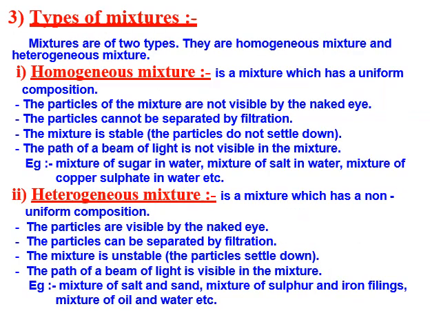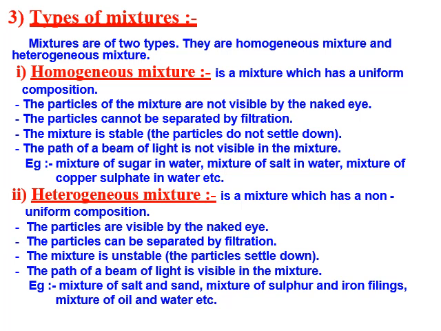Coming to the types of mixtures, mixtures are of two types. One is homogeneous and the other is heterogeneous mixture. One by one we will see. Homogeneous mixture has uniform composition. The particles of the mixture are not visible to the naked eye. The particles cannot be separated by filtration. The mixture is very stable. Particles do not settle down. The path of a beam of light is not visible in the mixture. Examples: sugar in water, salt in water, copper sulfate in water, etc.